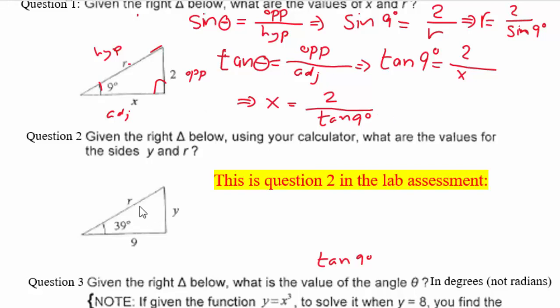Note here in question 2, you are given the angle and the adjacent, not the opposite. See, in question 1 it was the opposite, here it's the adjacent. So make sure you use the correct equation that relates the adjacent to the opposite and the adjacent to the hypotenuse.